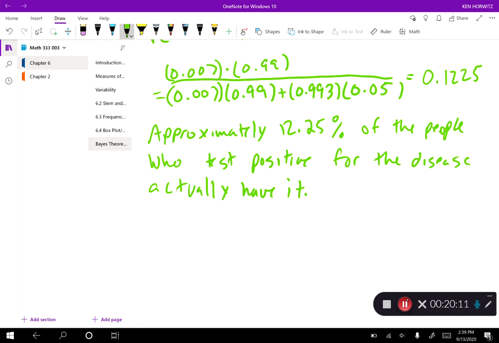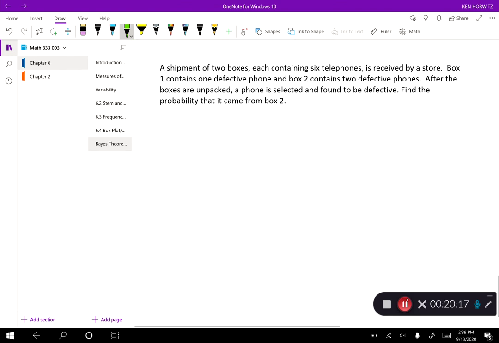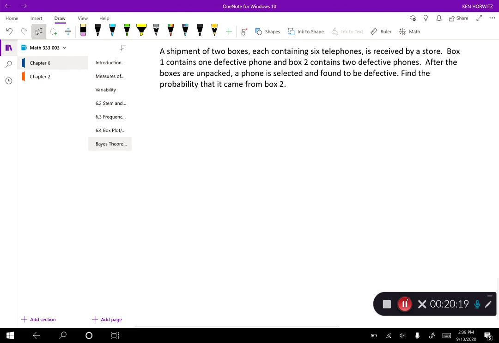So why don't we try one more example. We have a shipment of 2 boxes, each containing 6 phones that's received by a store. Box 1 contains 1 defective phone. Box 2 contains 2 defective phones. After the boxes are unpacked, a phone is selected and found to be defective. Find the probability that it came from box 2.